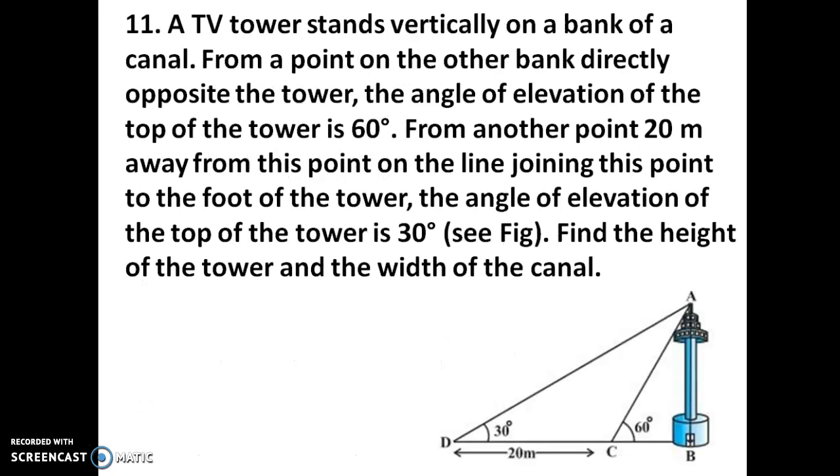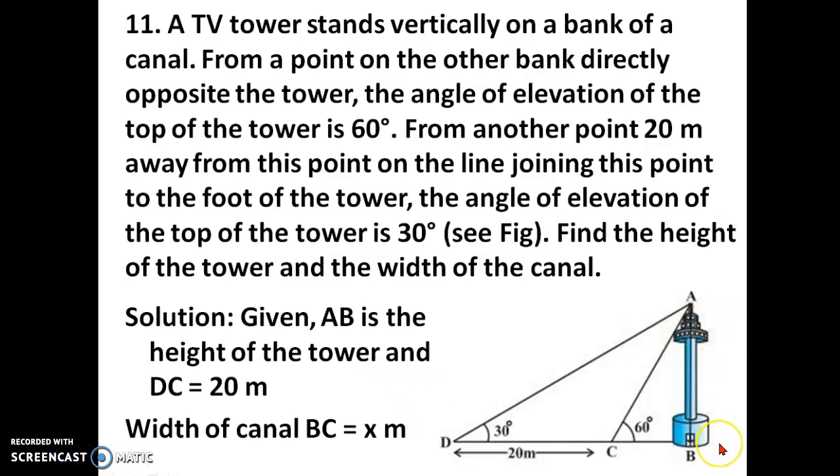Then 11th problem: a TV tower stands vertically on a bank of a canal. From a point on the other bank directly opposite to the tower, the angle of elevation of the top of the tower is 60 degree. From another point 20 meter away from that point, on the line joining this point to the foot of the tower, the angle of elevation of the tower is 30 degree. Find the height of the tower and the width of the canal.